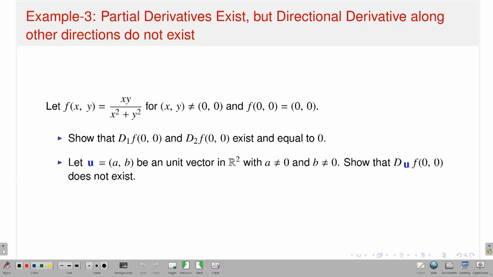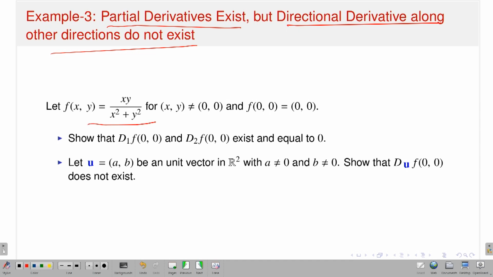Okay, another example I would like to talk about, again a similar sort of example. As I said, if the directional derivative of a function in all directions at a point exists, that will automatically imply the existence of partial derivatives. What about the converse? If partial derivatives exist, can I say that the directional derivative exists at that point in all directions? This example says that it is not the case. That means the partial derivative exists, but the directional derivative along other directions does not exist.